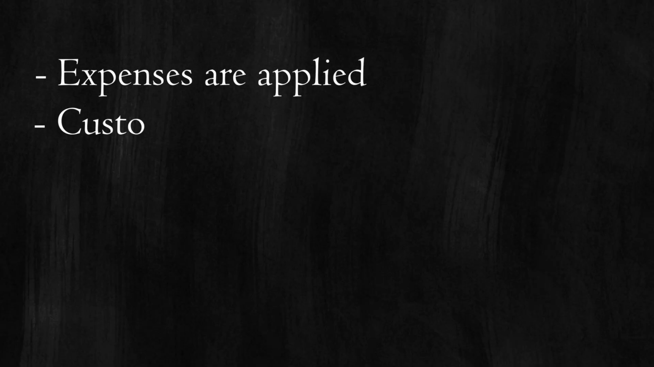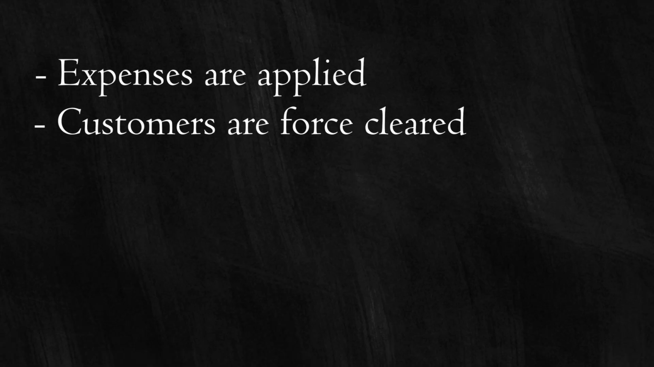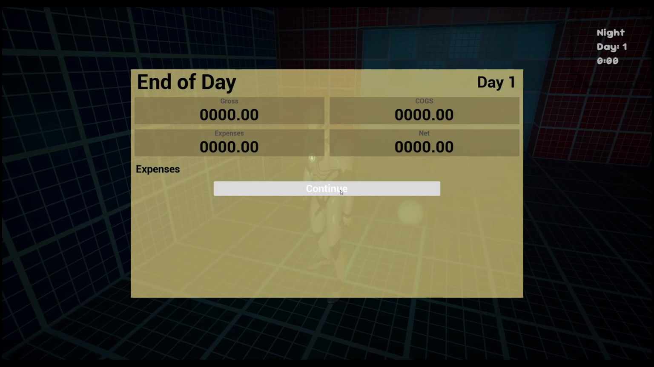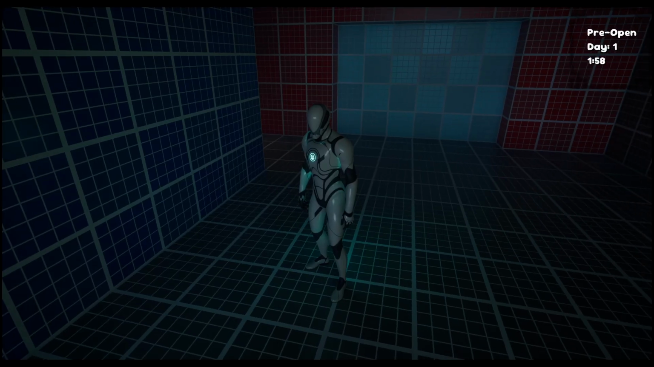Next is the night phase, and this is where most of the behind-the-scenes work happens. Here is where expenses are applied, remaining customers who haven't left to a despawn point are force cleared, and the summary screen pops up giving a quick breakdown before the next day begins. Clicking continue on the summary screen triggers the autosave and starts the next day.